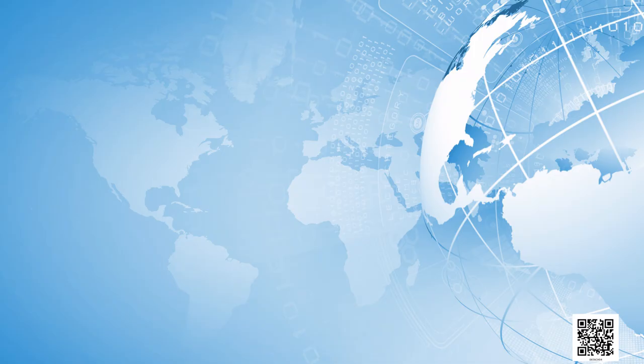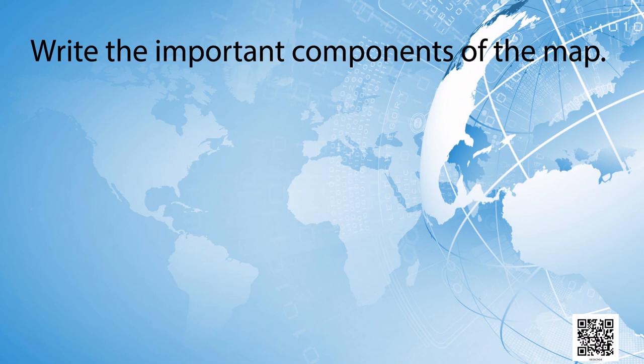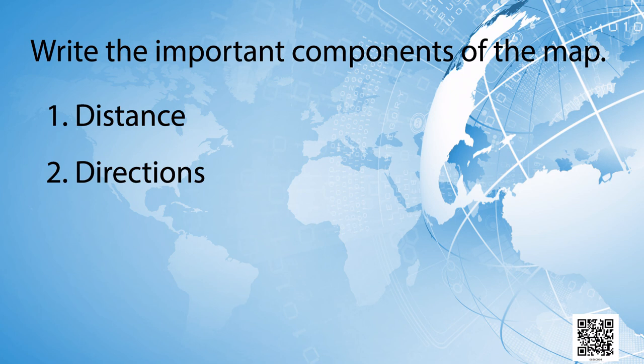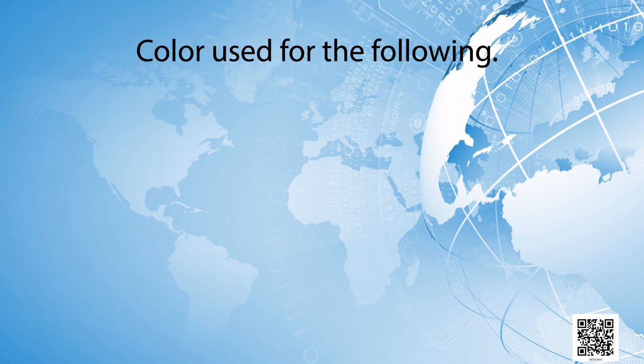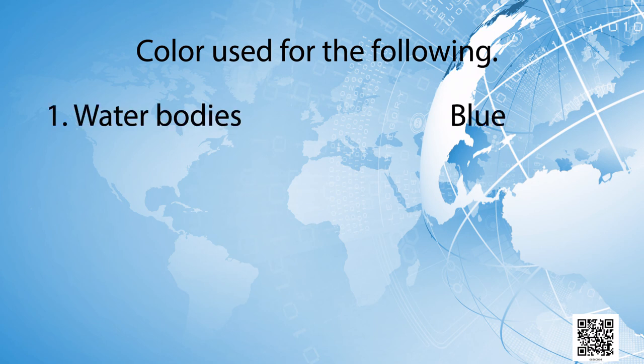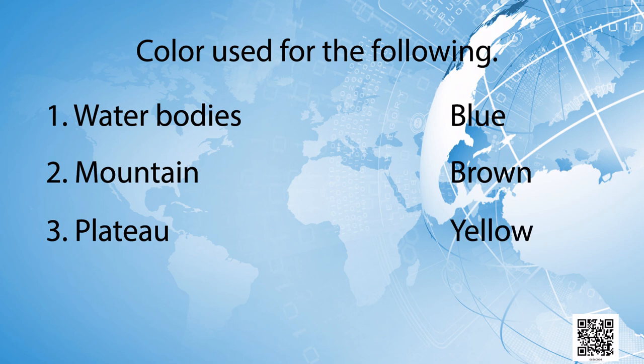So students, write the important components of the map. Answer: first is scale, distance, scale. Next, direction, and third is symbols. So students, question 23, you tell the color used for the following. Water bodies, blue. Mountains, brown. Plateau, yellow. And for plains, green.